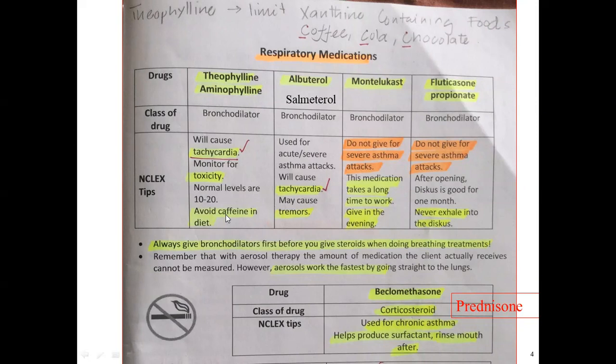So the next group of drugs we use for bronchial asthma is montelukast. Montelukast is a leukotriene derivative or modifier.